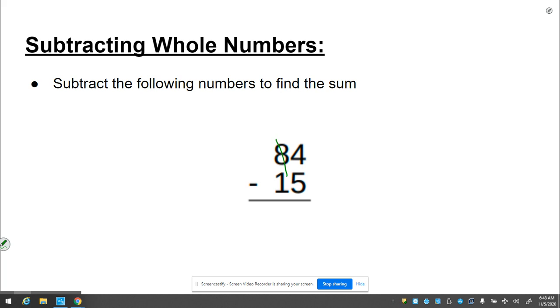Borrow from the 8. So 8 becomes 7, and 4 becomes 14. Now we're going to subtract: 14 minus 5 is 9. And now we subtract our tens column. 7 minus 1 is 6. So 84 minus 15 is 69.